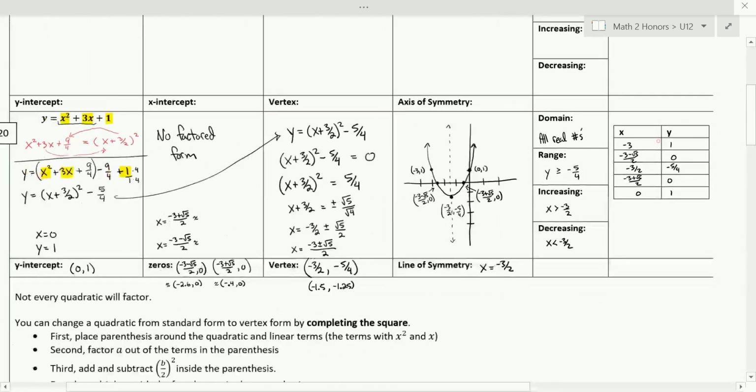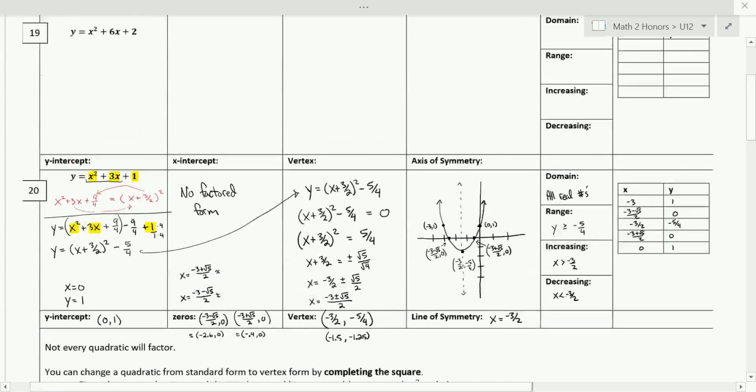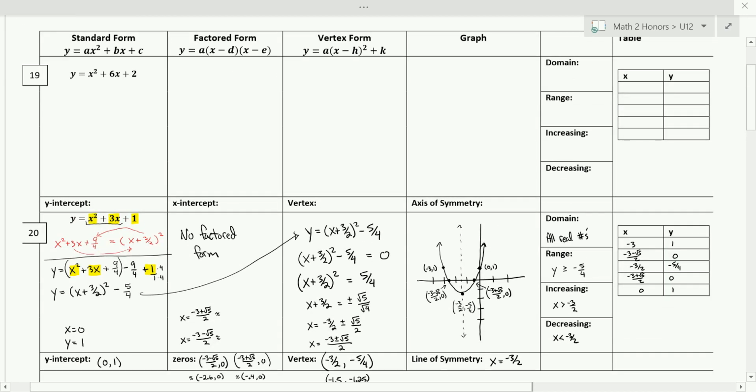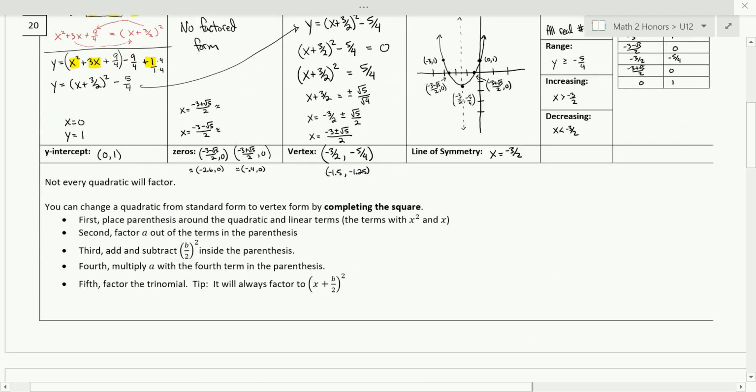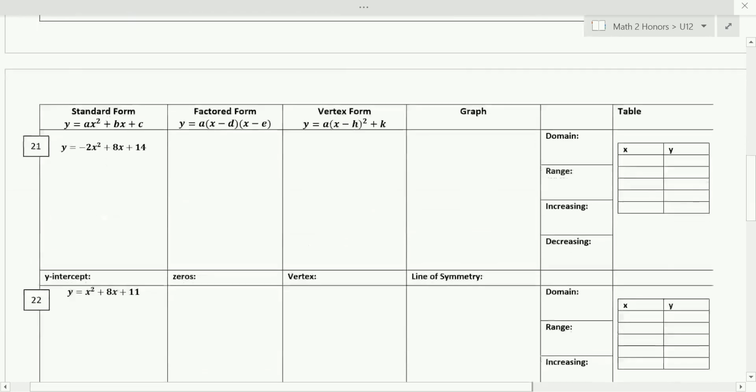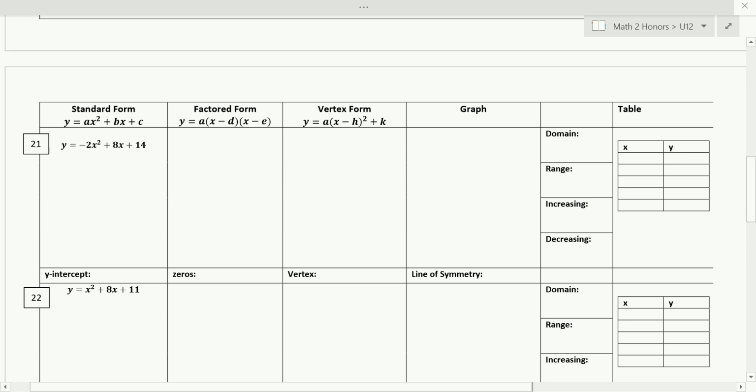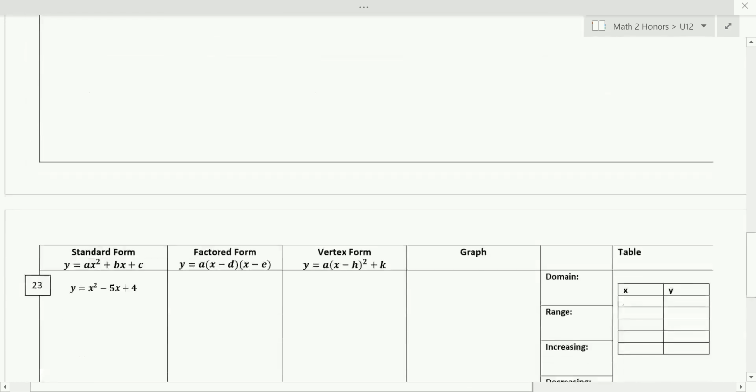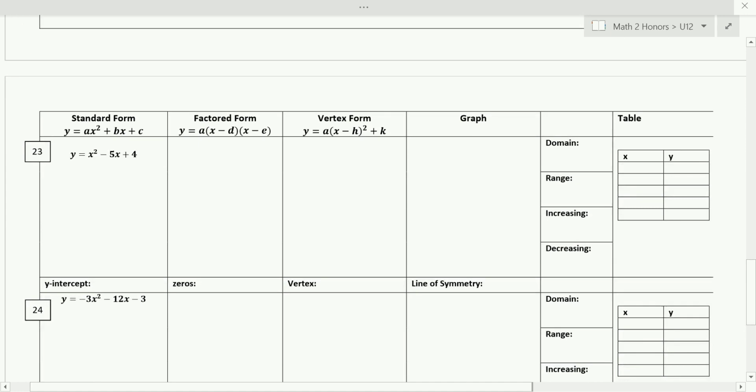Well, let's try this again. So 19 will be like that. I'm going to save that one for you to do on the homework. Let's do 21. No, we will not be ready for 21 yet. Let's go to the next page. Let's do 23.